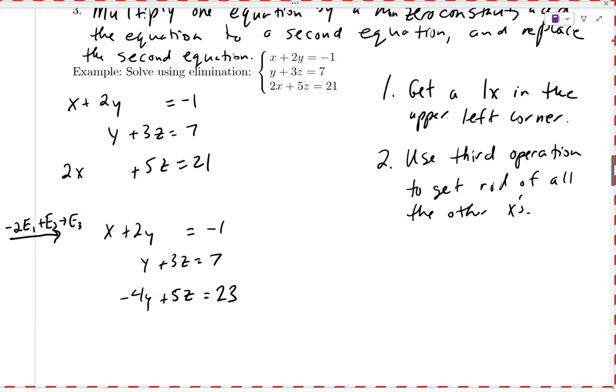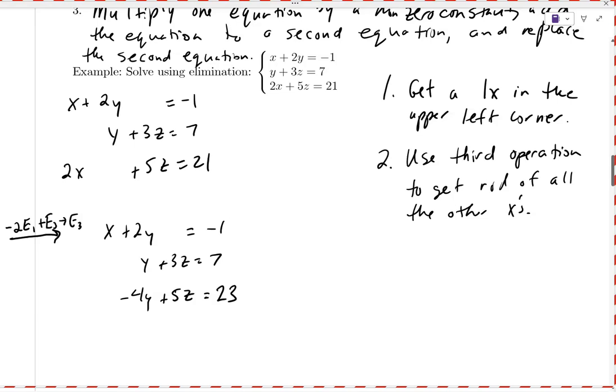Let me go through it again. I'm doing this as an intermediate step, but I'm not actually changing the equation, okay? -2 times x is -2x, plus 2x gave me 0. Okay? -2 times 2y is -4y, plus 0 is -4y. -2 times 0 is 0, plus 5z is 5z. -2 times -1 is positive 2, plus 21 gives me 23. Okay? So now notice I've got that x in the upper left-hand corner and nothing below it.